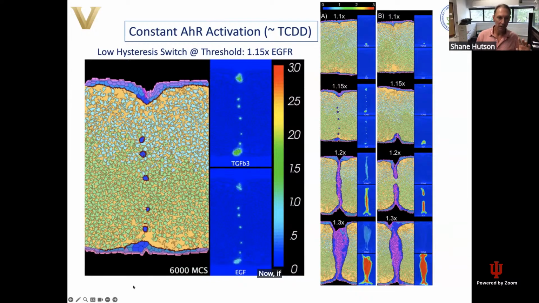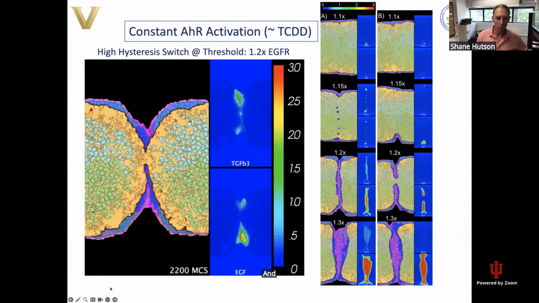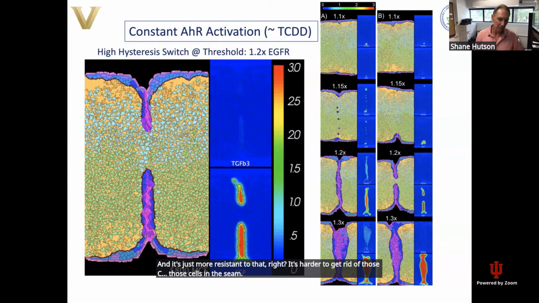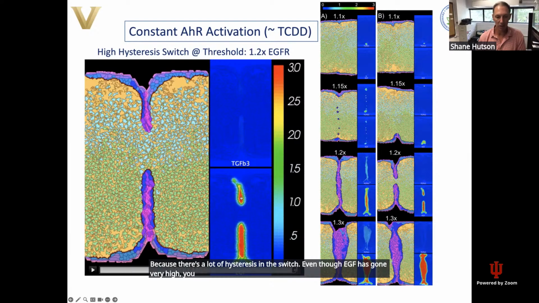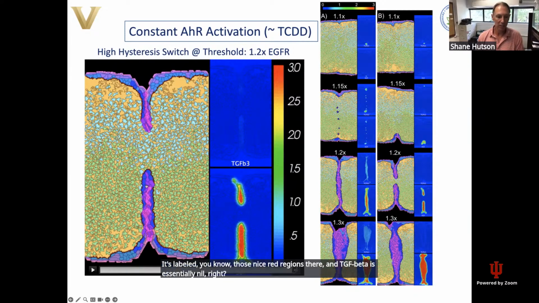Now, if we switch instead to the high hysteresis switch, right? So now this TGF beta was already high because of the production, but we're going to try to switch it to EGF high because we have this exposure. And it's just more resistant to that, right? It's harder to get rid of those cells in the seam because there's a lot of hysteresis in the switch. Even though EGF has gone very high, you can see that in the panels to the right, labeled, those nice red regions there, and TGF beta is essentially nil, right? EGF has won the switch. It hasn't gotten rid of the cells yet there.